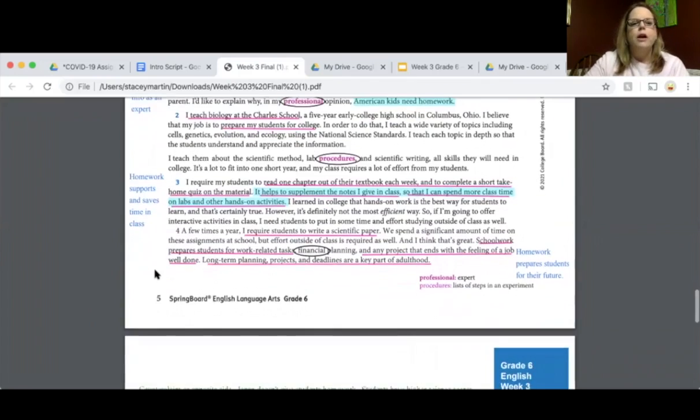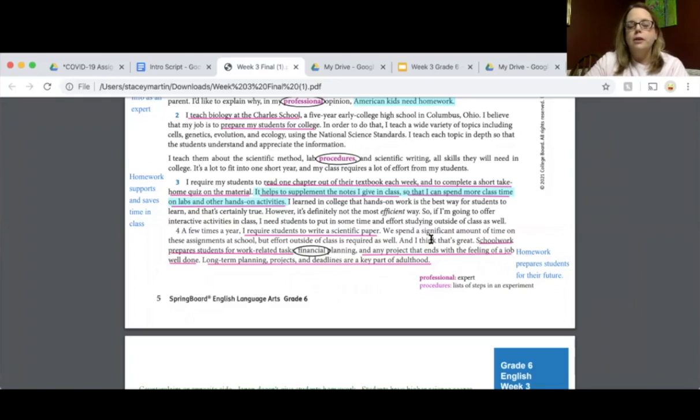Okay. A few times a year, I require students to write a scientific paper. We spend a significant amount of time on these assignments at school, but effort outside of class is required as well. And I think that's great. Schoolwork prepares students for work-related tasks, financial planning, and any project that ends with a feeling of a job well done. Long-term planning projects and deadlines are a key part of adulthood.